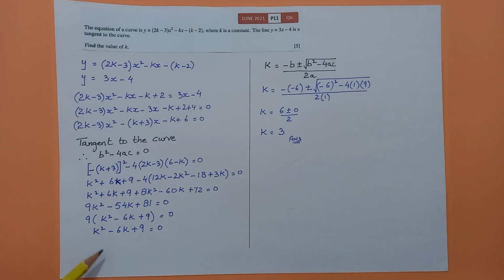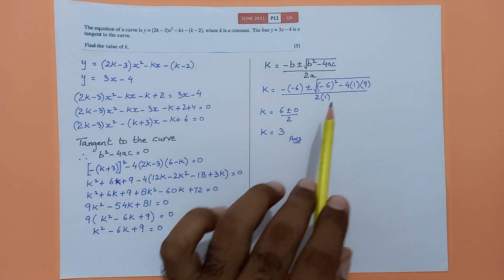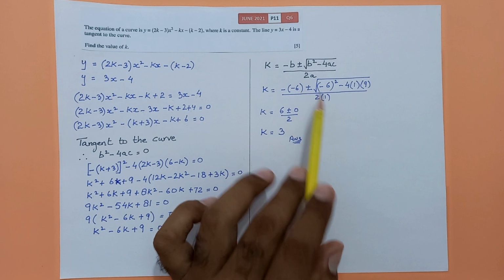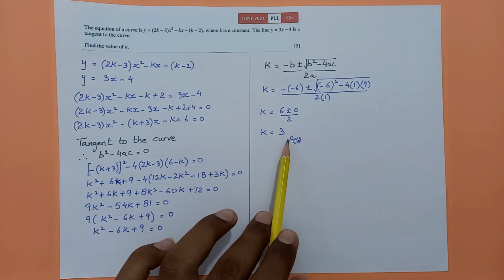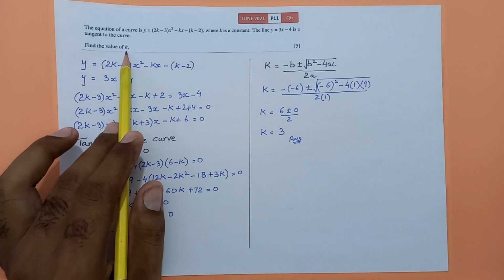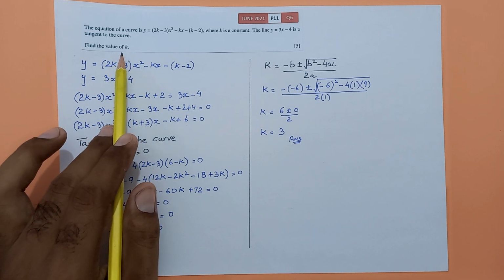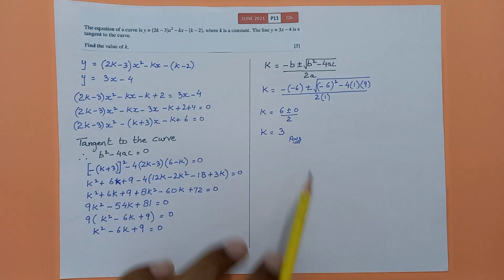Place the values of a as 1, b as negative 6, c as positive 9 in the quadratic equation. Place it, solve it, get the value of k, and the value of k is 3. Because it was written over there, find the value of k. That means the statement was very clear. We will have just one value of k and we are done with that.